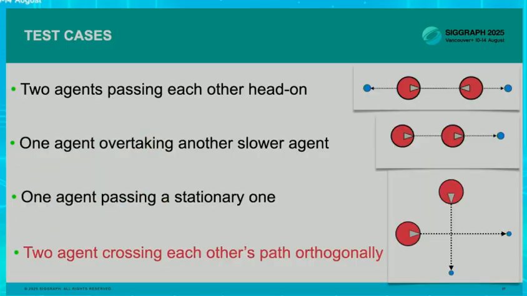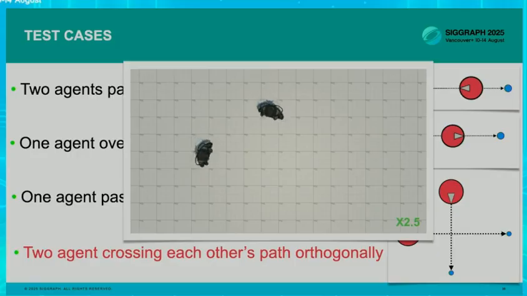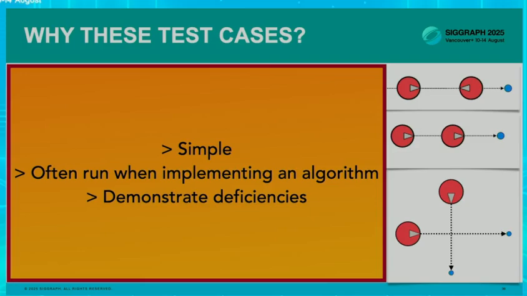And then the final test here is also very simple. We just have two agents trying to cross each other's path. Again, there's no path planning here. There's very simple, straightforward motion and collision avoidance behavior. So again, the common theme here is they're simple.